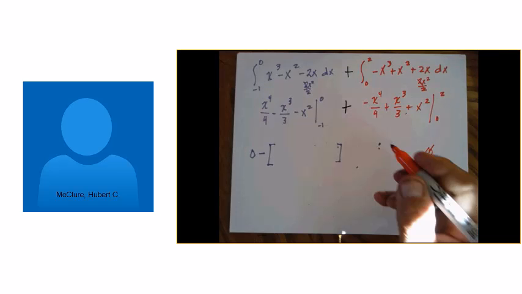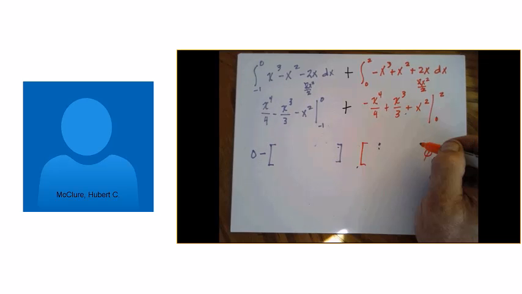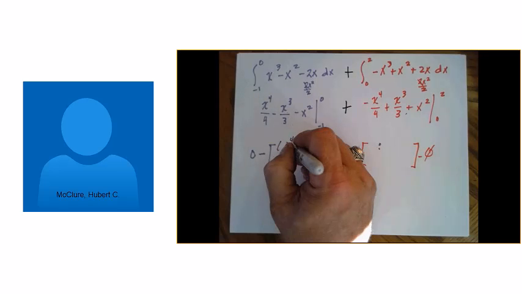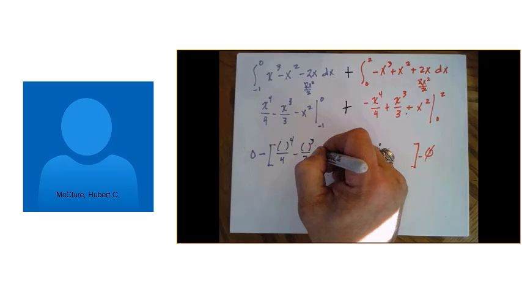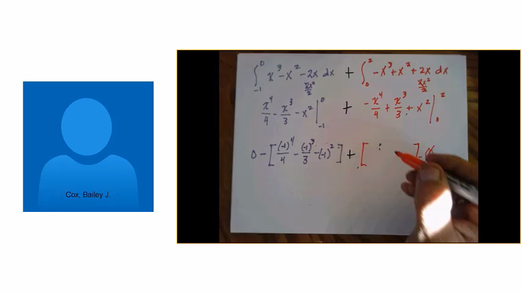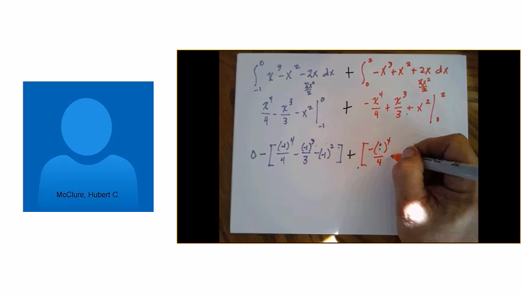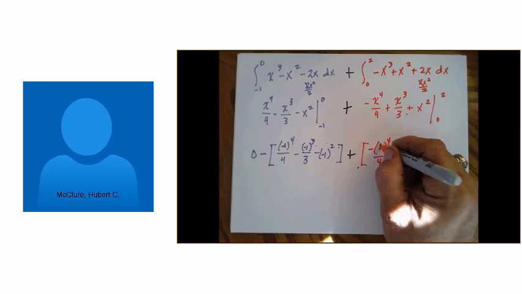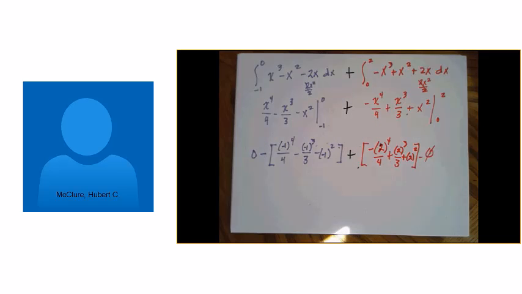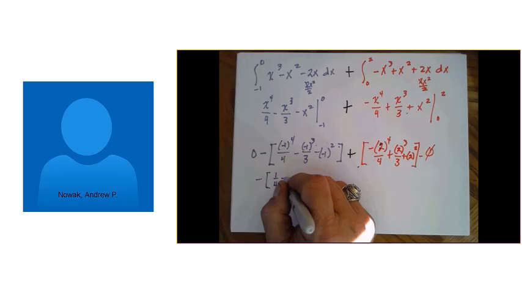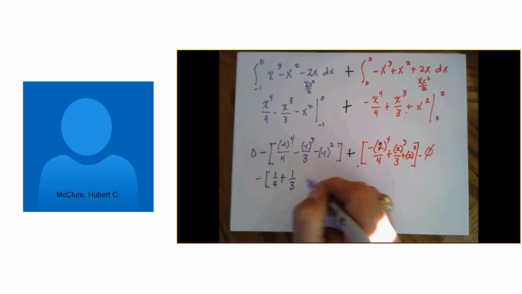So plus bracket minus 0. So that's going to be parentheses to the fourth over 4 minus parentheses to the 3 over 3 minus parentheses squared. Negative 1, negative 1, negative 1. Negative parentheses to the 4th over 4 plus parentheses to the 3rd over 3 plus parentheses squared. And that's going to be a 2, 2, and 2. Negative 1/4 minus, be a minus plus a negative, that'd be plus 1/3 minus 1.